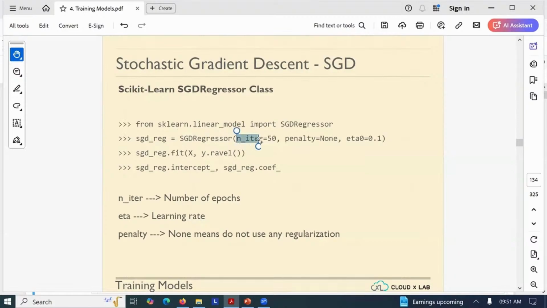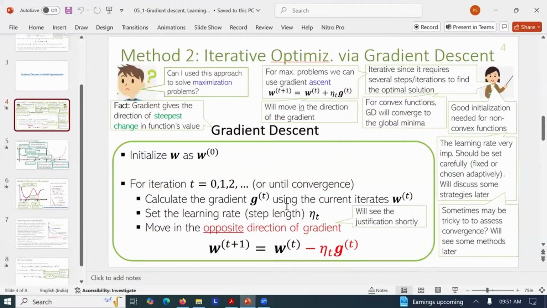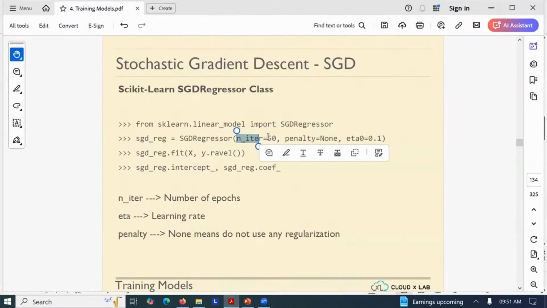So for example, the number of iterations, how many times we want to update this equation. Let's say if you want to apply these iterations 500 times, here you will write 500. If you want 50 iterations, you will write 50, right? Penalty is equal to None. This penalty I will discuss later, right?